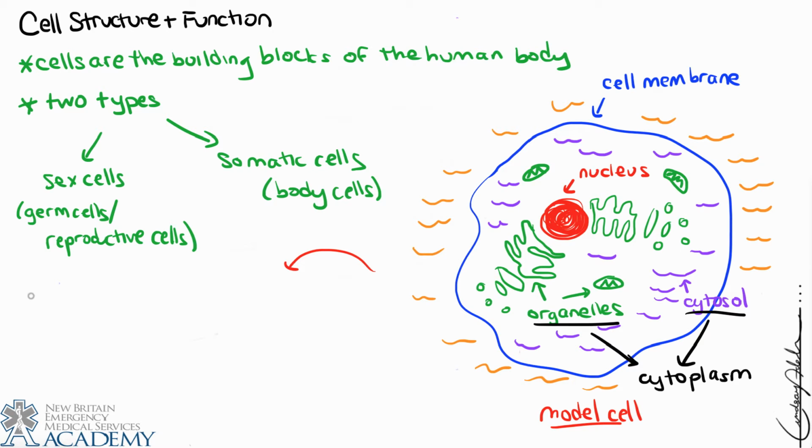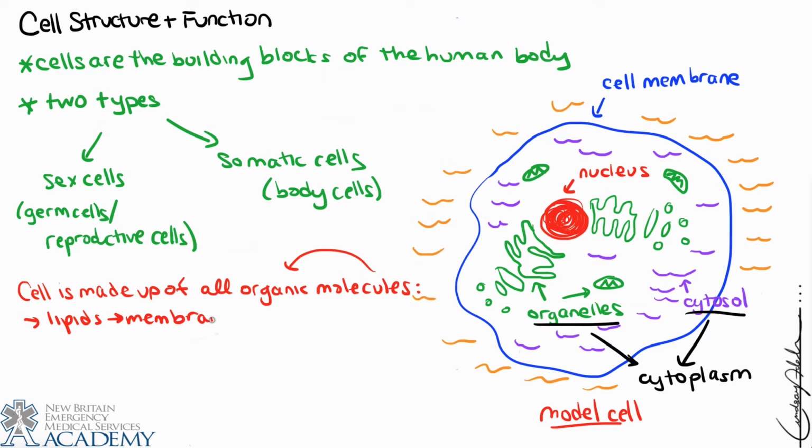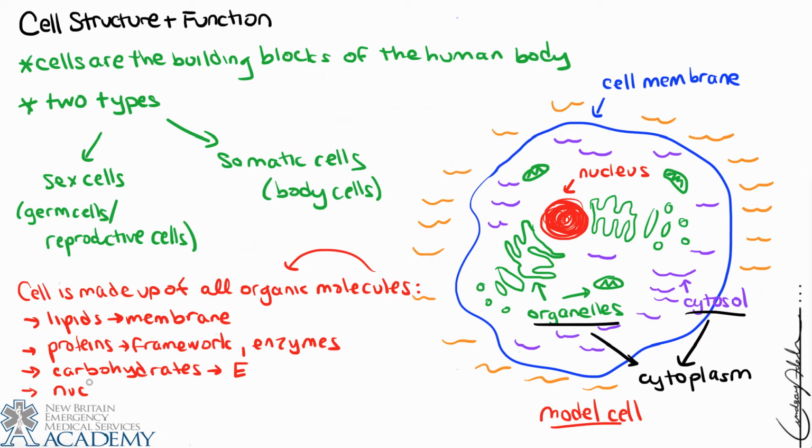So in keeping with the chemistry, it's important to note that cells are made up of all of the organic molecules that we discussed. Lipids make up the cell membrane, which is responsible for separating the internal environment of the cell from the external environment. Proteins are responsible for creating the framework of the cell. Cells have a scaffolding to help keep their shape and help different molecules move around inside of the cells. They also make up many enzymes and many other things that we'll get into. Carbohydrates are largely responsible for production of energy. And nucleic acids are responsible for the synthesis of cell proteins.